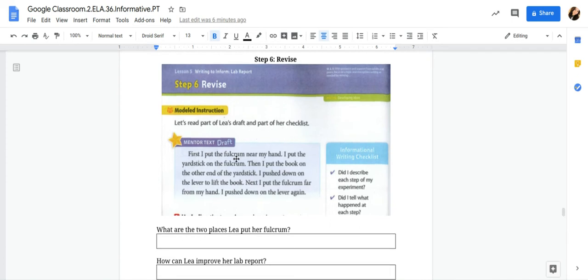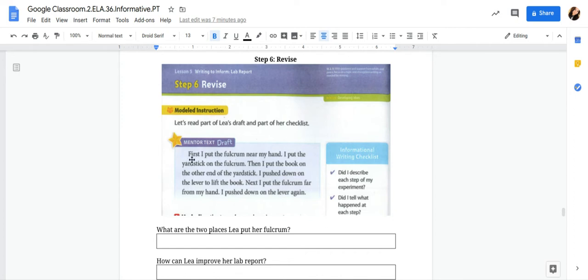So, first I put the fulcrum in my hand. I put the yardstick on the fulcrum. Then I put the book on the other end of the yardstick. I pushed down on the lever to lift the book. Next, I put the fulcrum far from my hand. I pushed down the lever again. Did she describe each step of the experiment?